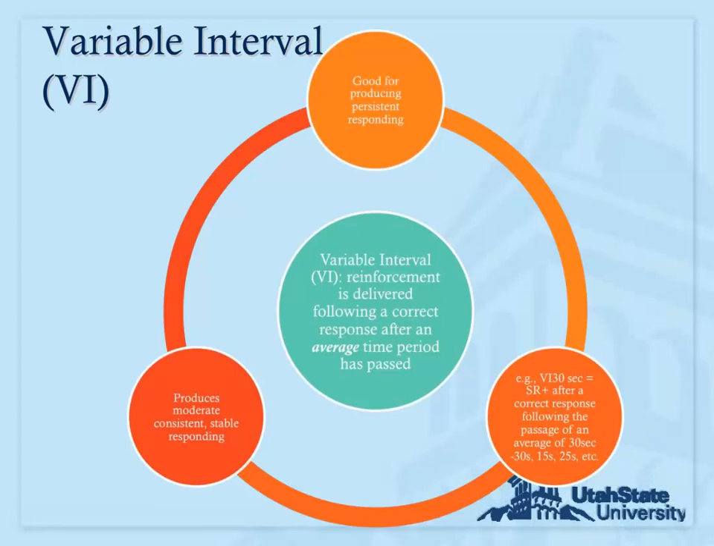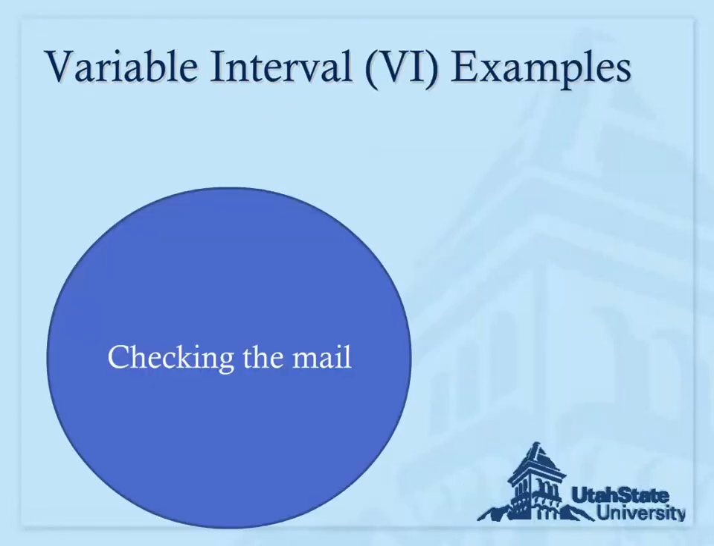which means that the first reinforcer might be delivered at 30 seconds, and then 15 seconds, or 25 seconds, or 45 seconds, and 35 seconds, and so on. One example of this could be checking your mail. You know that it may take between 2 and 5 days to receive a package, but it could be any variable amount of time between those two in order to get that package. So you may see yourself checking the mail frequently during that time period.